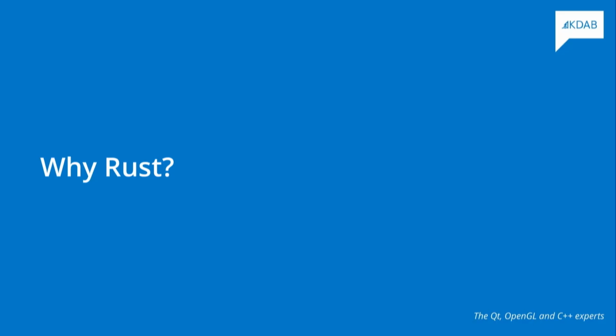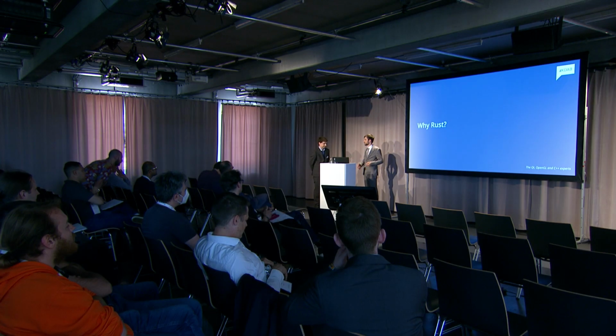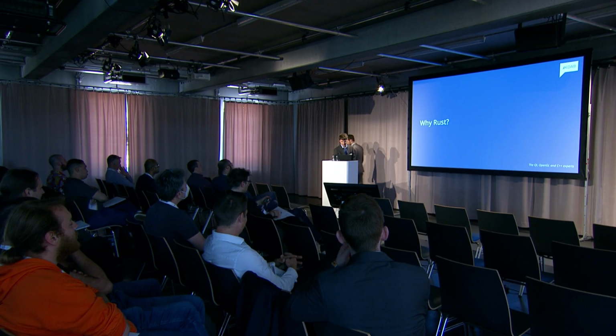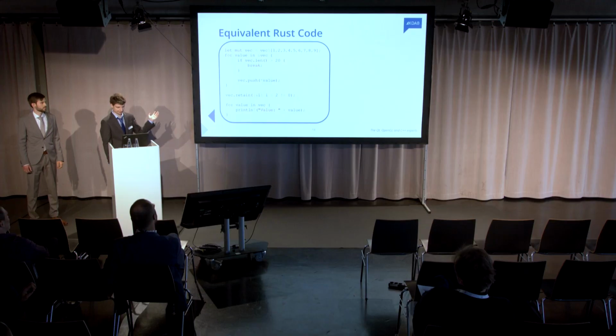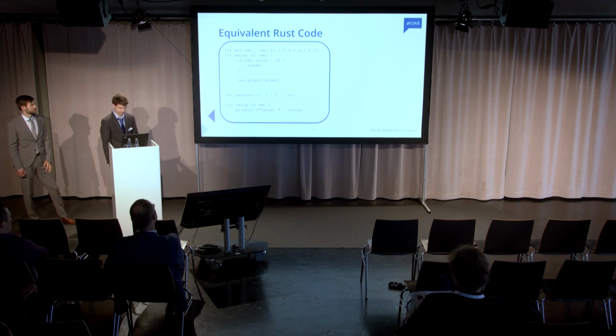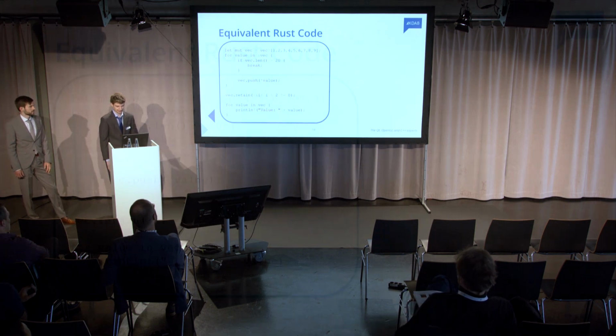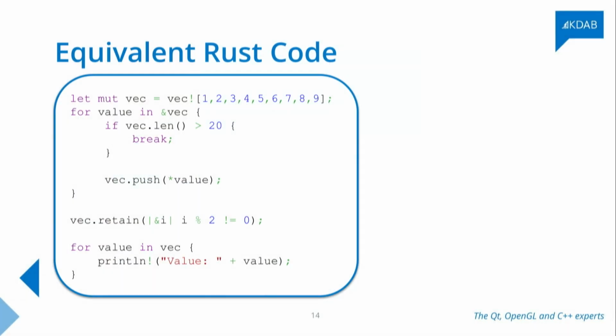But Andrew, can you tell us why Rust would help us with any of that? Well, if we change this code to Rust, this would be the equivalent Rust code. We've still got the vector creation. We're still pushing to it until we get to 20. We're then retaining the values we want, and then we're going to print them. So let's ask the Rust compiler what it thinks of this. Well, no, let's just not.